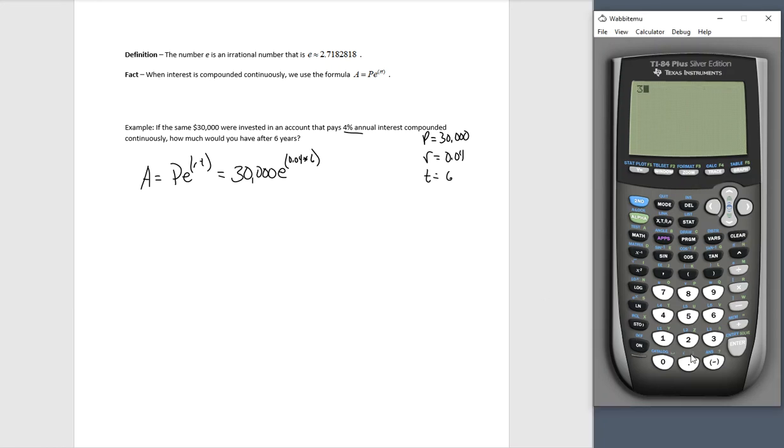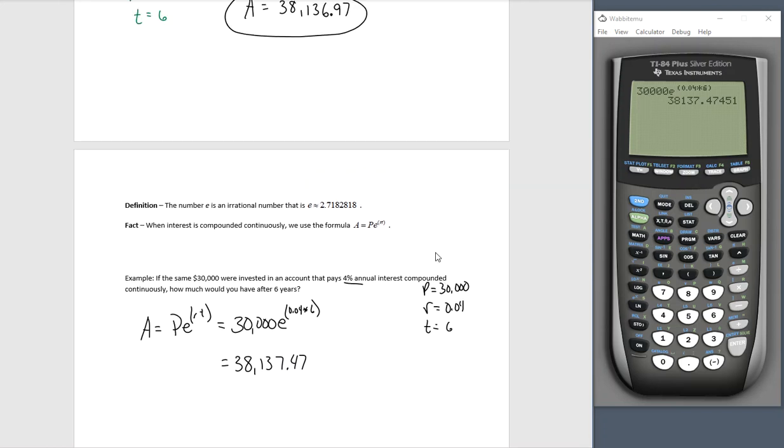I'm going to clear that out. I'm going to put in the 30,000. And then here in blue, we see an E to the X. It's above the LN button on our calculator. So since it's in blue, I'm going to press the blue second key before I press LN. Now it's going to put me in an exponent. I'm going to use parentheses anyway because it's just a good habit to be in. 0.04 times 6, R times T. And we'll get $38,137.47.